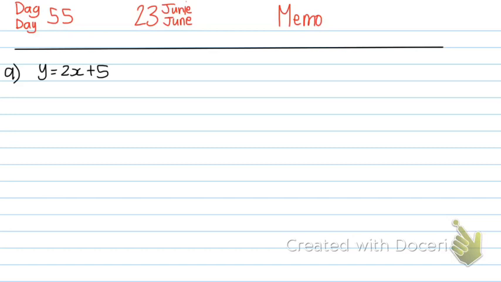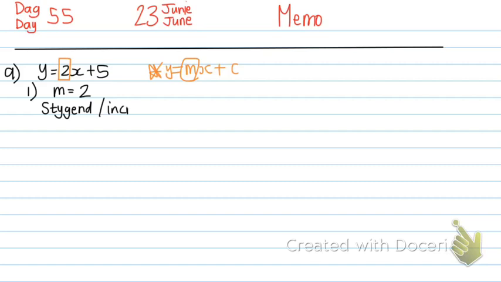Determine the gradient and then state whether the line is increasing or decreasing. Okay, so I know that it is in standard form already. Standard form is y is equal to mx plus c. M tells me the gradient. So is it already in standard form? Yes, I'm lucky. So then I just read off the gradient. The gradient will be 2. Is it increasing or decreasing? It's definitely increasing because I have a positive gradient.